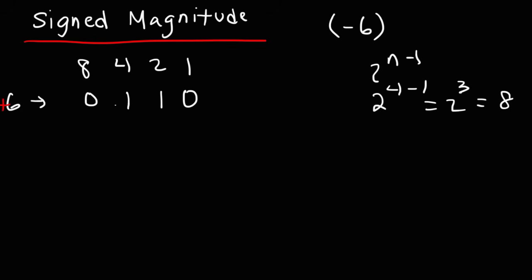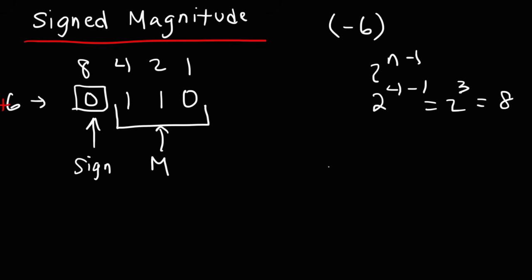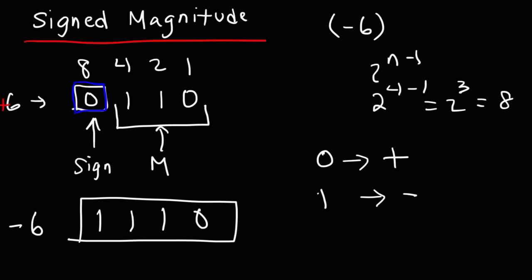In sign magnitude, the first 3 numbers correspond to the magnitude of the number 6. The last number, 0, corresponds to the sign. If the last number is 0, that means we're dealing with a positive number. If it's 1, that means we're dealing with a negative number. So to express -6, we just need to replace this with a 1. So using the sign magnitude method, -6 is going to be 1, 1, 1, 0. And that will be the answer. Now let's work on some other examples.